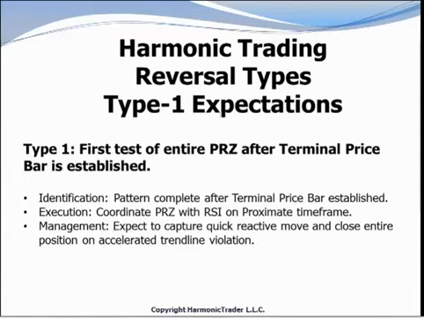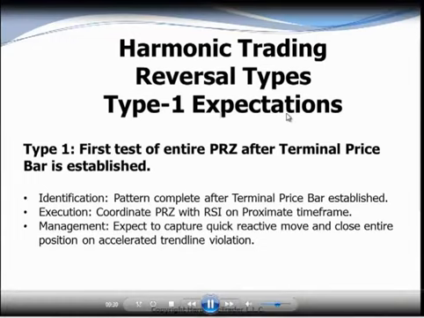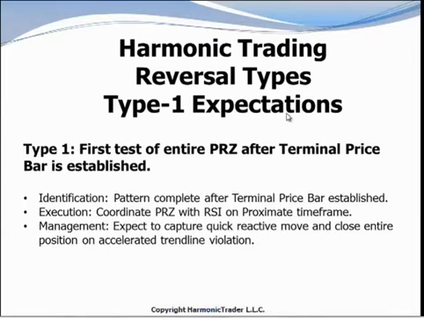Now we're looking at harmonic trading reversal types. It's really important to distinguish the type 1 versus type 2. The type 1 is the first test of the entire PRZ after the terminal price bar has been established, and that's, as we looked at in that prior example, a type 1 reversal. As far as identification, we consider the pattern complete after that terminal price bar has been established. With these type 1 reversals, we want to coordinate the PRZ with the RSI on the approximate time frame.